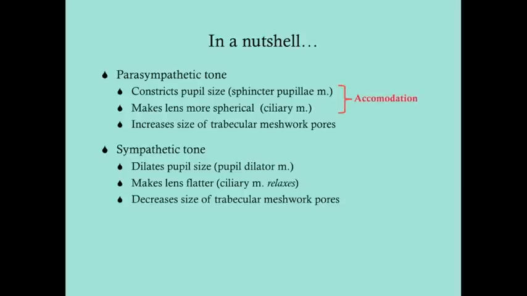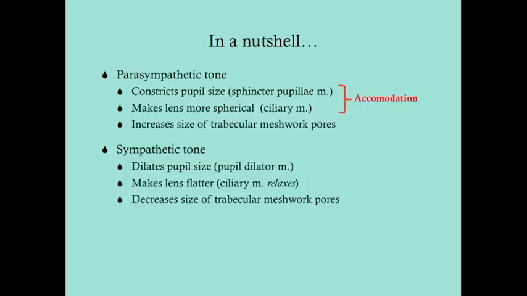And so this parasympathetic tone is very important for accommodation. The short ciliary nerves is what allows you to constrict the pupil size and make the lens more spherical. Both of those are responsible for accommodation. So when you think about it, you go to the eye doctor and they want to get a good look at your retina. They give you something to dilate your pupil.